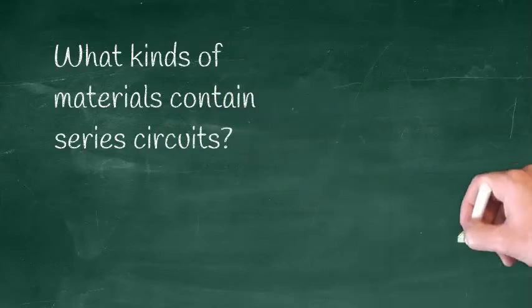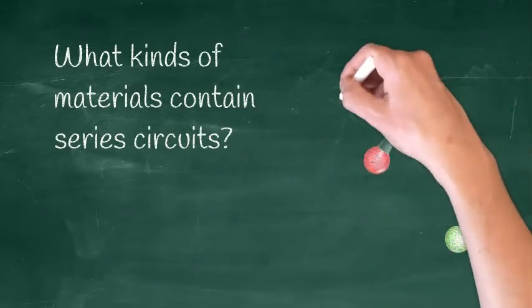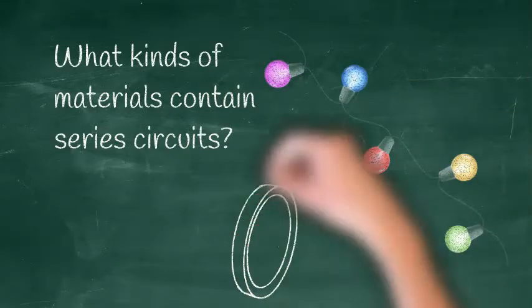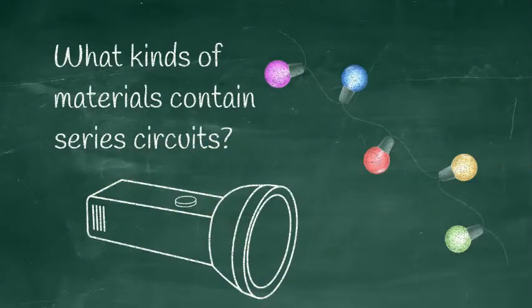So what kinds of materials contain series circuits? Series circuits are found in Christmas lights, and they're also found in flashlights.